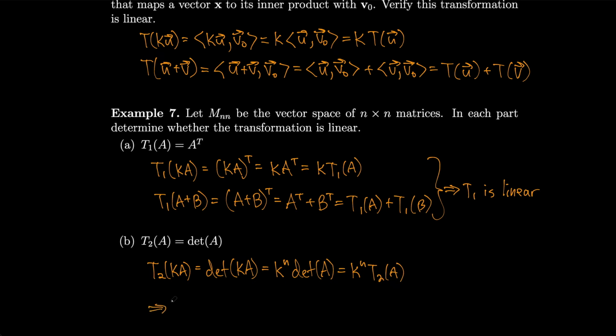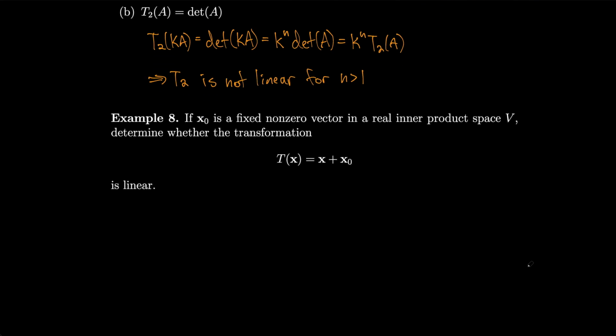So this implies that T2 is not linear for any n greater than 1. Obviously, for 1 by 1 matrices, it still works because you still just get k to the first power. But in general, k will be raised to some power that's greater than 1, so you won't be able to just pull out the k. So not linear. Also, the determinant of a sum is not generally the sum of the determinants, so it fails in both respects for being a linear transformation.